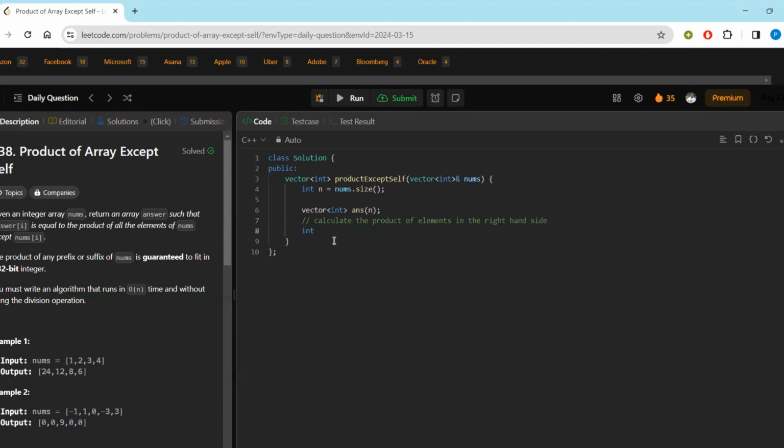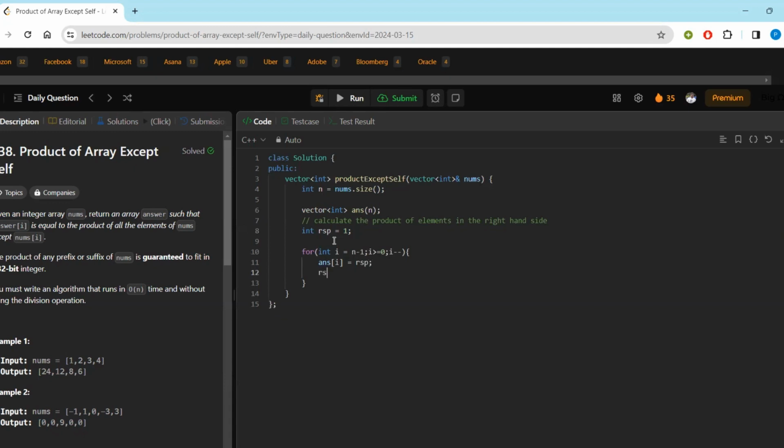For that, we will keep a variable right hand side product, initializing with 1. Now, starting from n minus 1, i greater than equal to 0, i minus minus. So for every index, we will store the product of all the elements present in the right hand side. So for the last element, there are no elements present in the right hand side. So for that, we will store answer of i equal to 1, that is RSP.